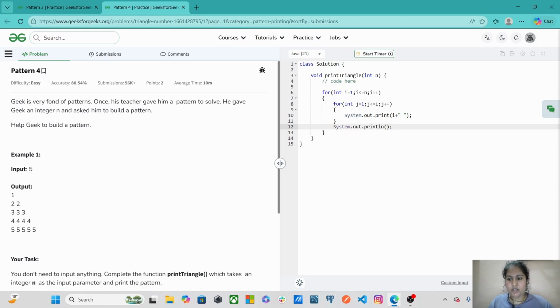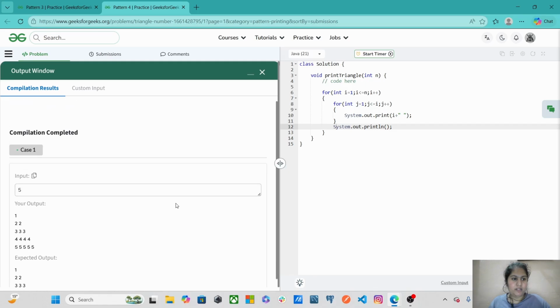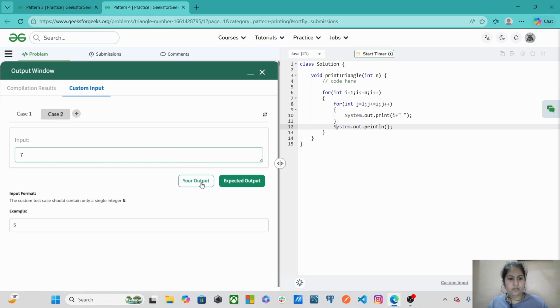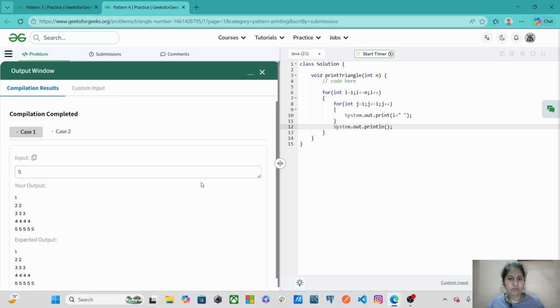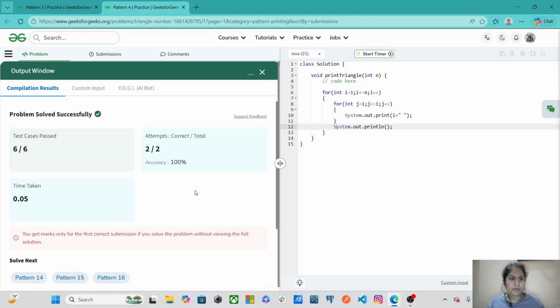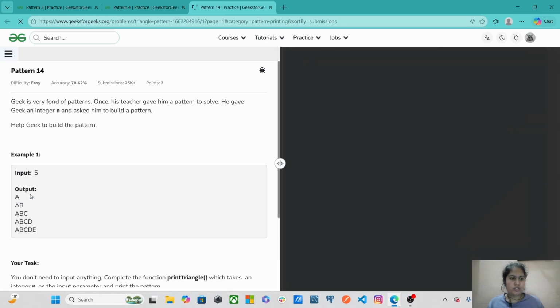Let's try to run it. Yeah, it is working absolutely fine. Let's take a custom input, again 7, and check our output. Yeah, it is working absolutely fine. Let's submit it. See, guys, it is submitted. How simple it is. Please try to solve these questions.